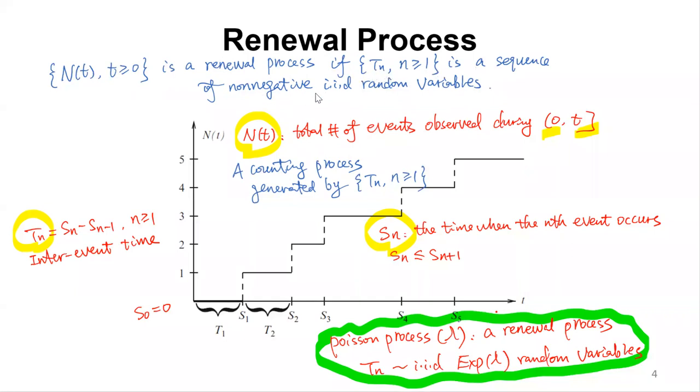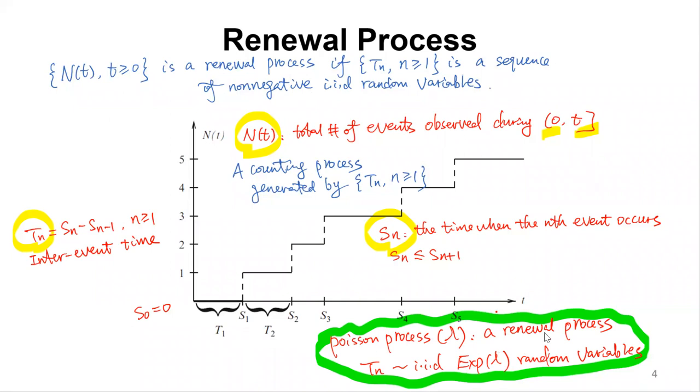Tn is a sequence of non-negative IID random variables defining the inter-event time. If we look at a Poisson process with rate lambda, which is also a renewal process, Tn, the inter-arrival time, is IID exponential lambda random variables, so exponentially distributed. But for a renewal process, it does not have to be exponential. This can be a general non-negative IID random variable, for example, uniform or the normal distribution.